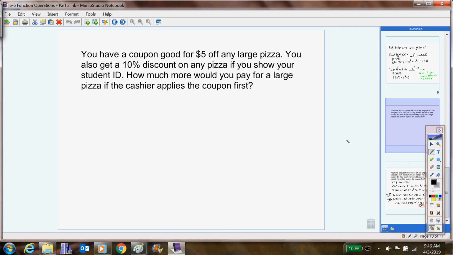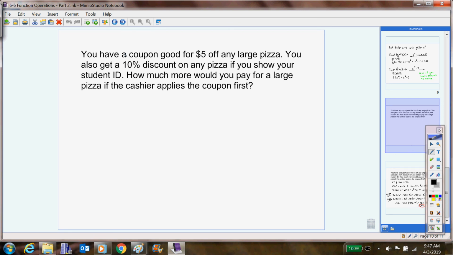So on this particular small scale problem, you have a coupon good for $5 off any large pizza. You also get a 10% discount on any pizza if you show your student ID. This might actually happen to you when you go to college. How much more would you pay for a large pizza if the cashier applied the coupon first? So what we have is two functions here. We've got a coupon function and we have a discount function.